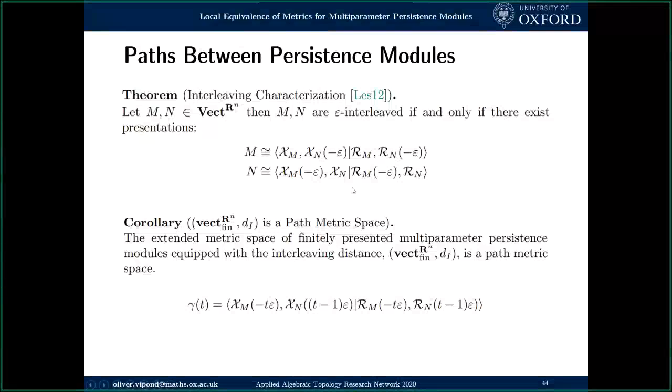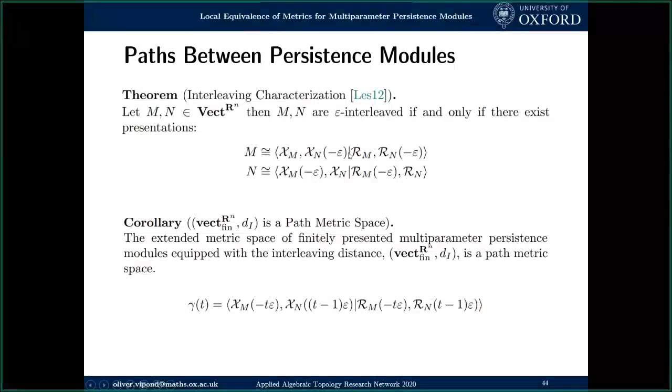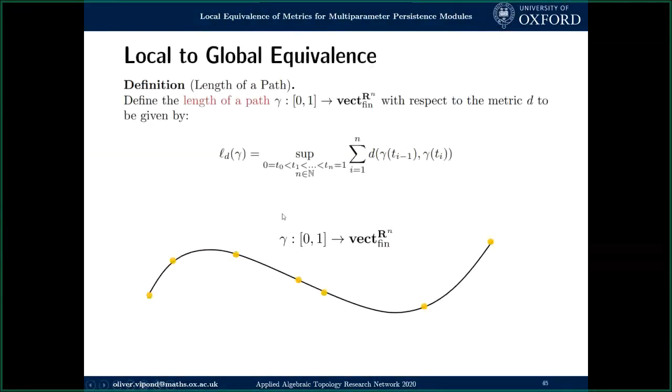So just as we moved the endpoints of the barcode in the single parameter case, we can move around the multi-parameter Betti numbers and find a path between two modules. Now, given paths in the space of persistence modules, or more generally any metric space, you can define the length of these paths with respect to any metric d.